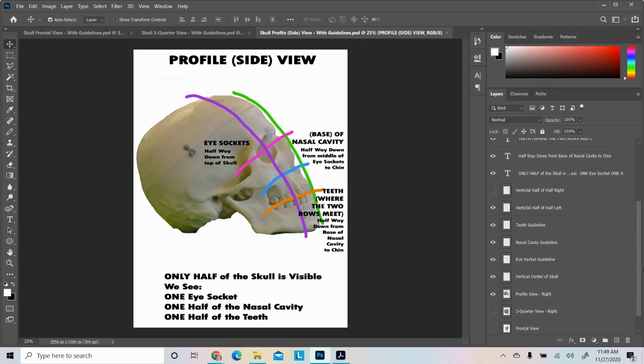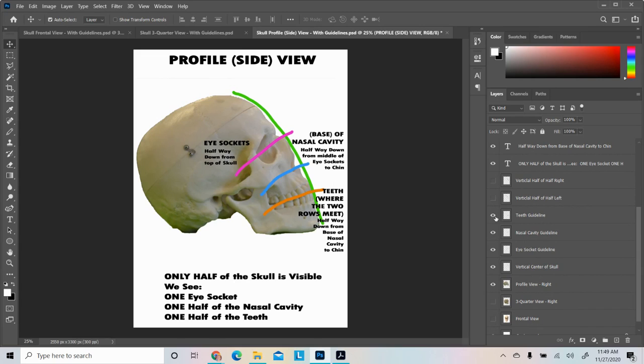So there's some changes that happen in this profile view. Let's just take away some of these lines to start. The first thing to observe is how many eyes are we seeing in a profile view?